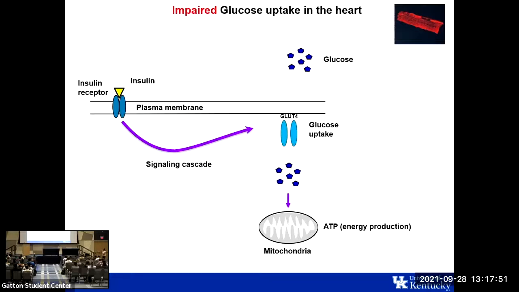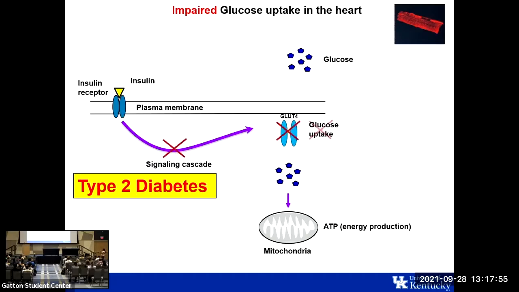And in terms of type 2 diabetes, what happens? This signaling cascade doesn't work. So these glucose transporters do not go to the cell surface, and glucose cannot get into the cell. So it accumulates within the blood, and we constantly see an increased blood glucose level.